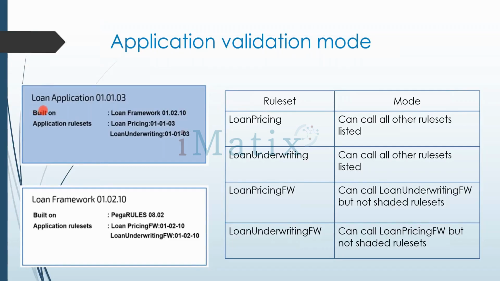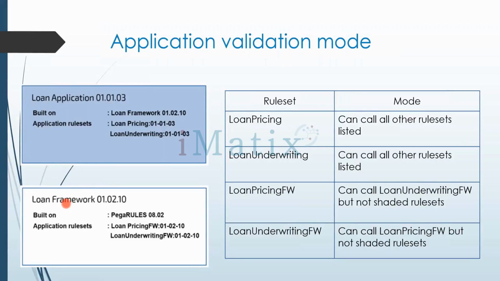I have a loan application here which has two rule sets: loan pricing and loan underwriting. I assume both of them are in the AV mode. Then I have a loan framework application which has rule sets called loan pricing FW and loan underwriting FW. Obviously, I can understand that the loan application is built on loan framework. It's a built-on application.